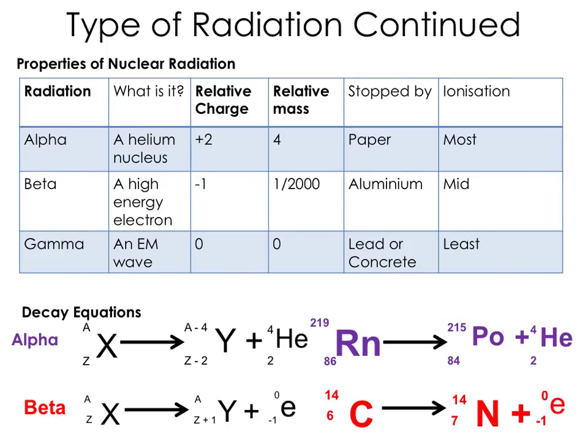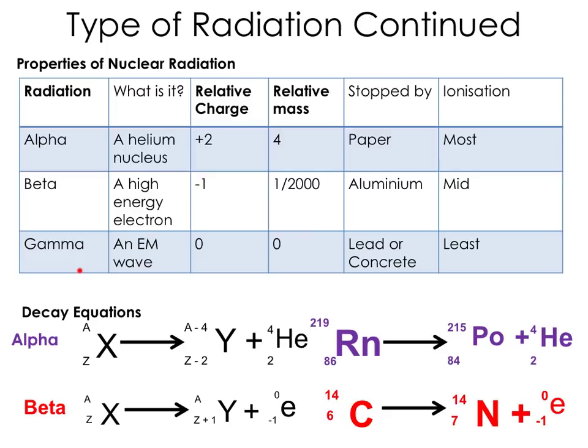The next type of radiation we're going to look at is beta. Remember that beta is a high energy electron that's emitted when a neutron turns into a proton. Because this electron has a relative charge of -1, its relative mass is small, 1/2000, but it's still got mass. Beta particles are stopped by aluminium, and they have a medium ionisation power. Beta particles can travel about a few centimetres to a few metres in air.